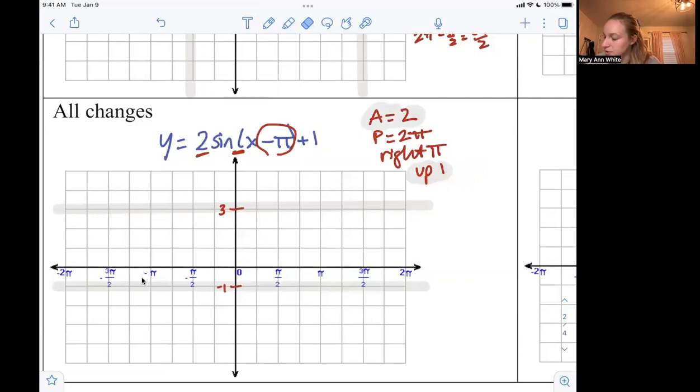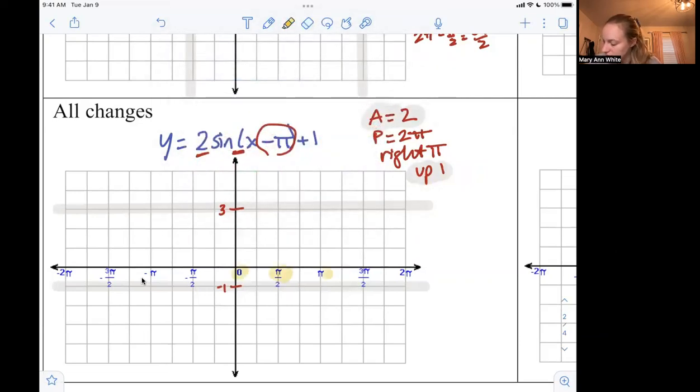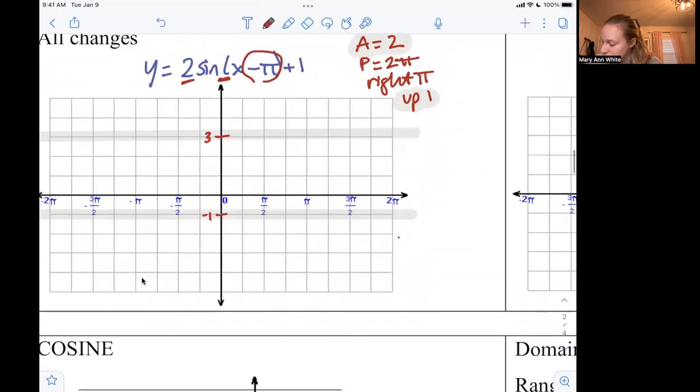Now my period is 2 pi, so that means I'm using my normal angles, just to note. This one, this one, this one, this one, this one. 0, pi over 2, pi, 3 pi over 2, 2 pi. We should all know this at this point. But I need to go right pi units, so I need to add pi to all of them. Don't be ashamed to do little work off to the side. I'm probably not going to do it here though, because if I do 2 pi plus pi, I'm going to be at 3 pi. So I'm going to preemptively know that my graph is going to go over here a little bit.